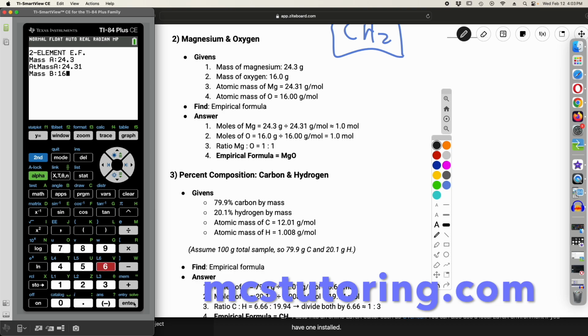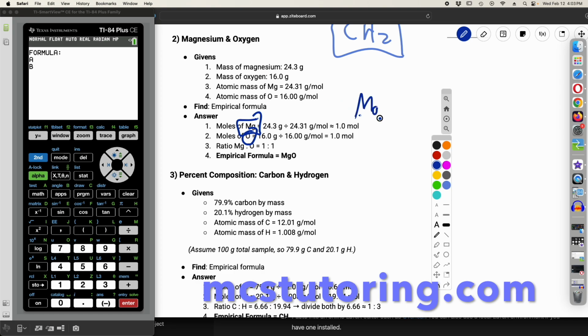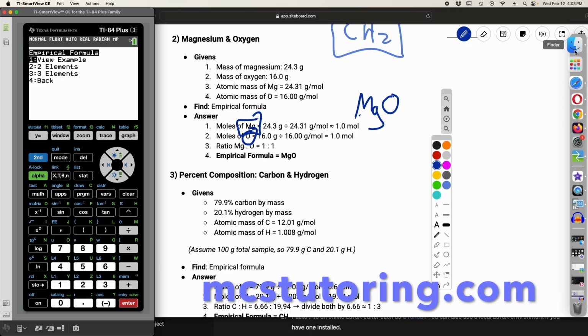So the mass of B is 16, and the atomic mass of B is also 16. That actually works out pretty well. So we got AB. That would be Mg as my first thing, and then O as my second. No subscripts just means a 1, so we don't write it, we just write MgO. We don't write Mg1O1. A little quirk of science here.